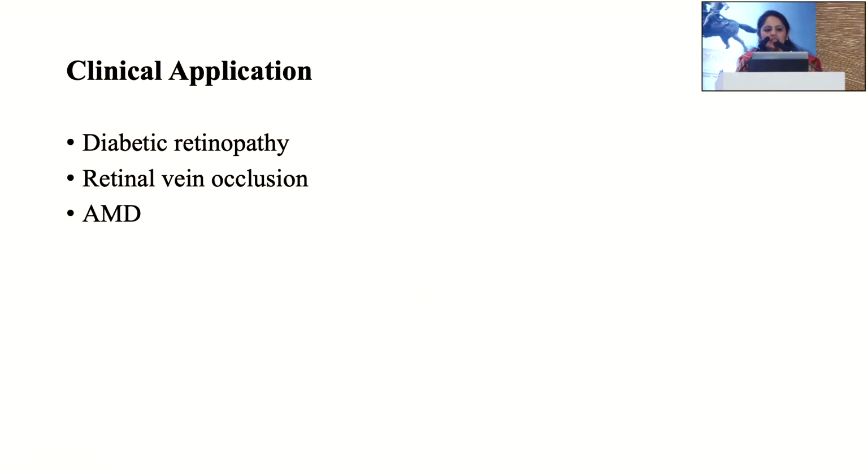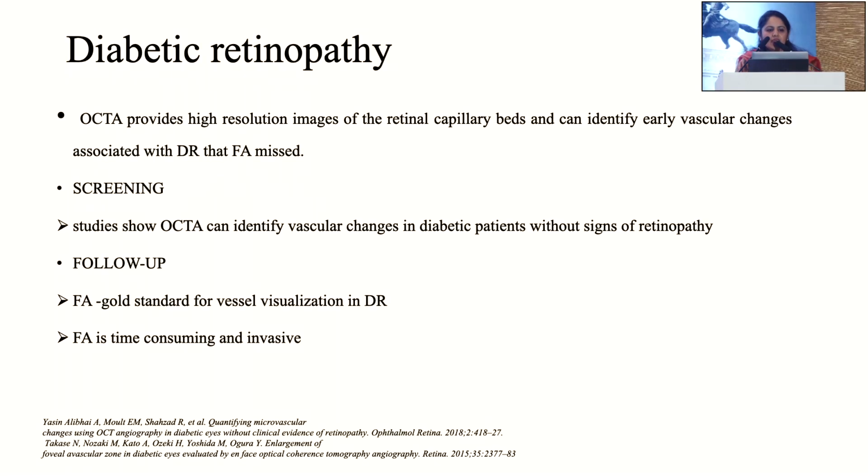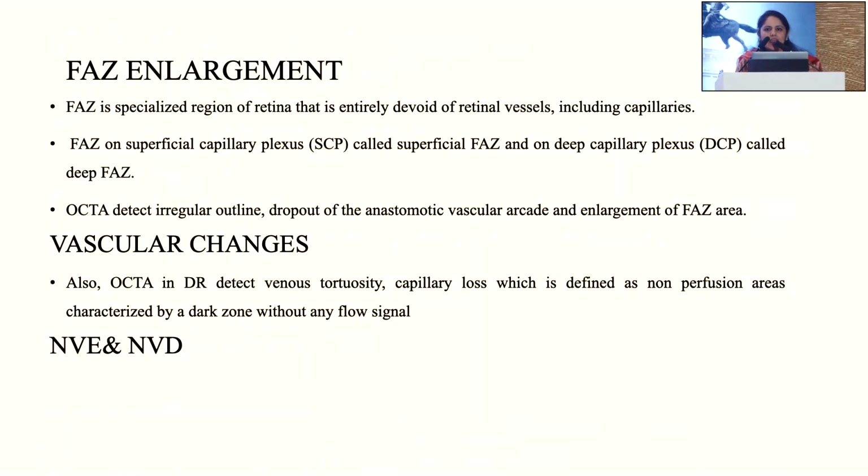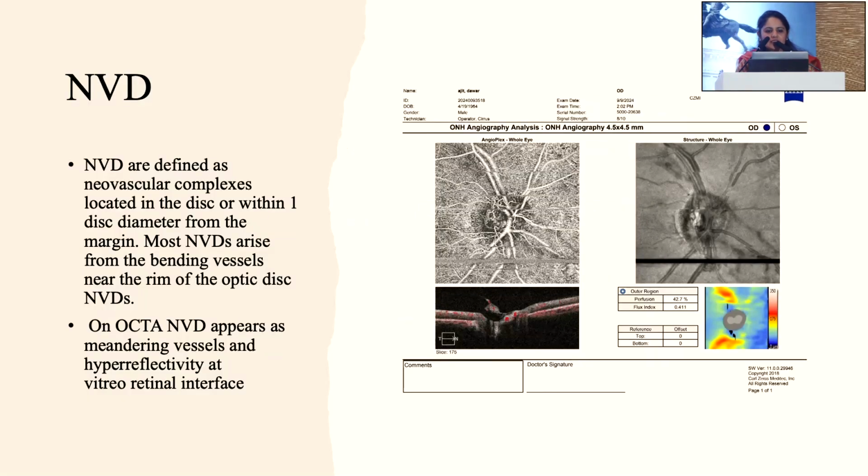Now, where do we clinically use OCTA? It can be used in diabetic retinopathy, retinal vein occlusions, and AMD. Now, how is it used? Because OCTA is non-invasive, it can be used for screening as well as follow-up in patients. In diabetics, we can see an enlargement of the FAZ or other vascular changes. Like here, you can see that NVD can be very well appreciated on OCTA as meandering vessels, and there is hyperreflectivity at the vitreoretinal interface.